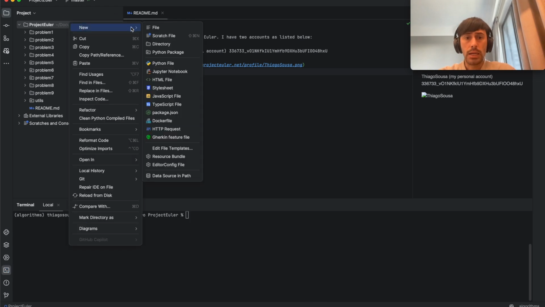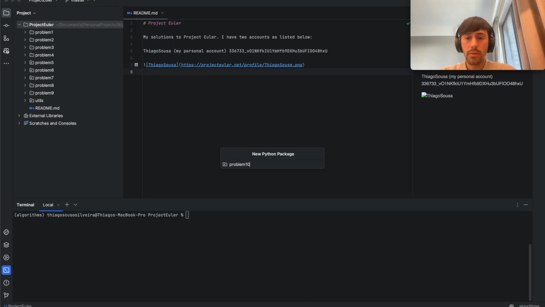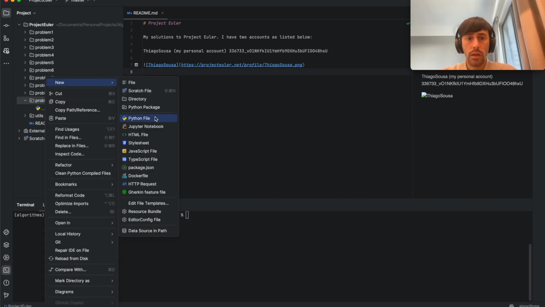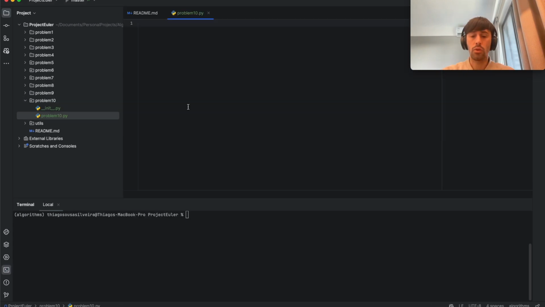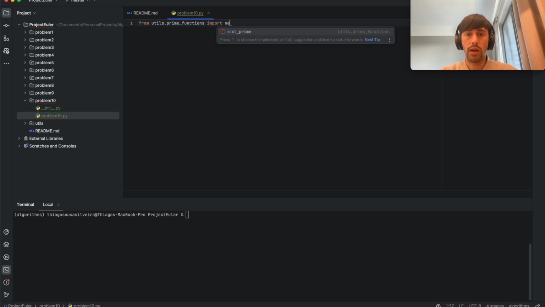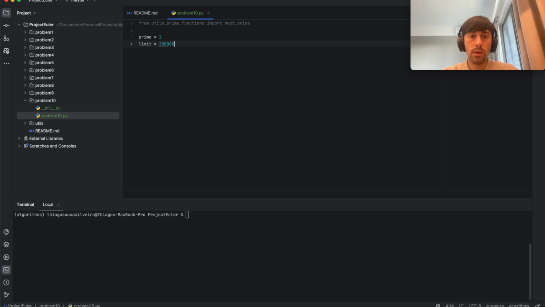Okay. So here we can create a new package, problem 10, and we can create here a new file to run that problem 10. So we can import our function first from our utilities that we created before. We have this function called next prime. I think we can use that. We can start with the smallest prime there is. We can also state here the limit, which is 2 million. And I'm also going to create another variable here called sum, which is 0. Sum is a protected syntax. Yeah, so I just want to call it s.